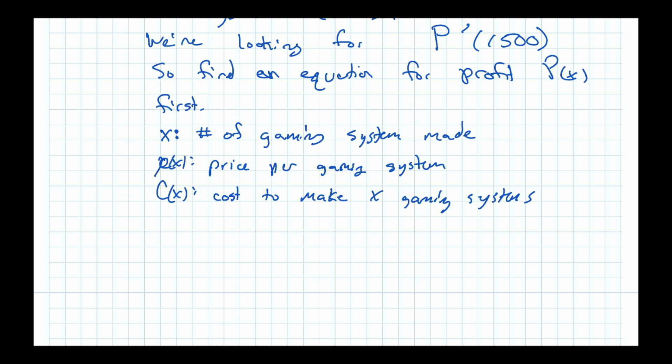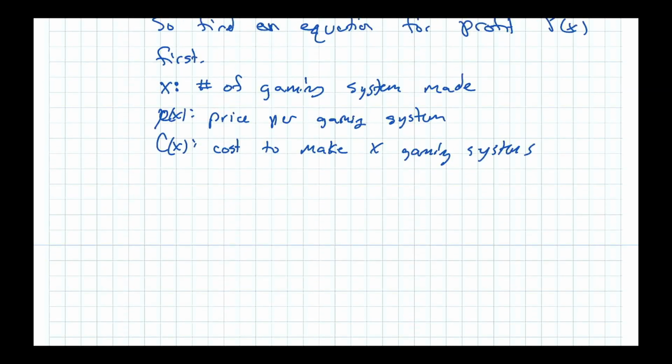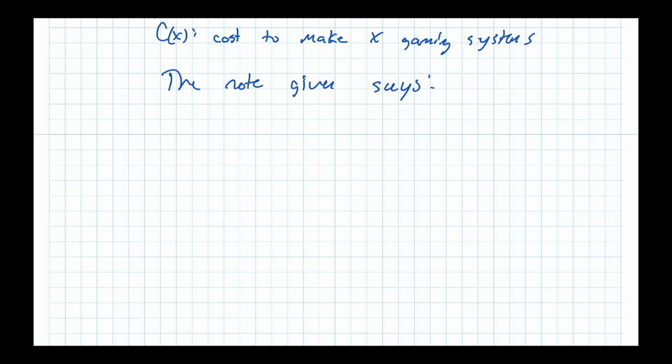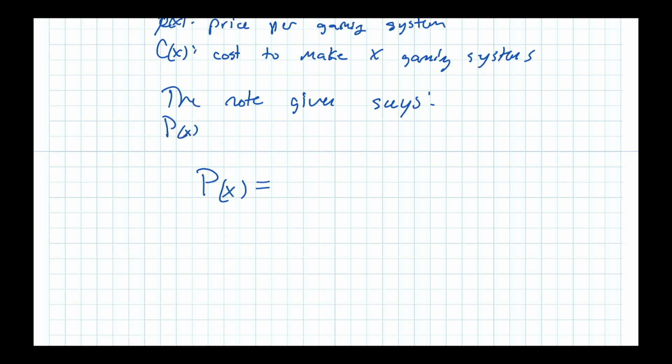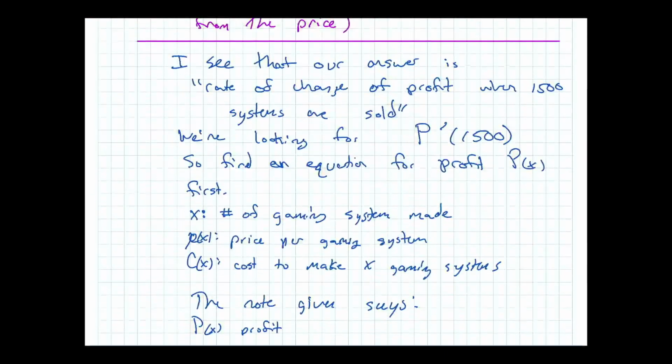Okay, so I'm writing all that down because we should be able to come up with the profit according to the rule that they told us. They told us how to calculate profit. So the note they gave us says P of X is going to be profit. How do we find it? Well, let's look up what we have here.